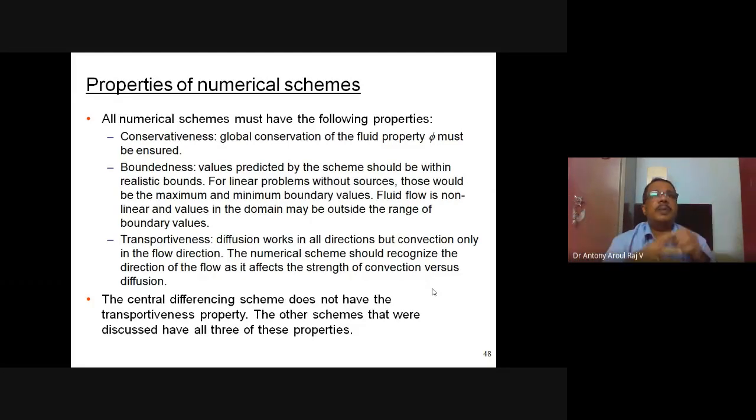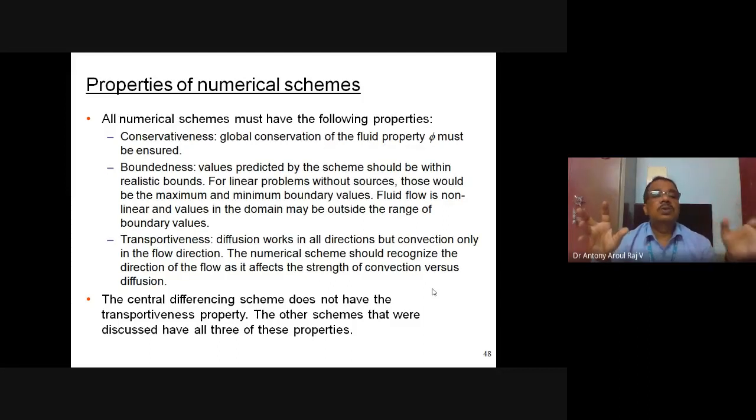It means that the property will be transmitted equally to the neighbors. So for a diffusion problem, central difference scheme is okay. But when you are going for a highly convective problem, that means a high velocity flow, the Peclet number is higher. So that means there you cannot have this.